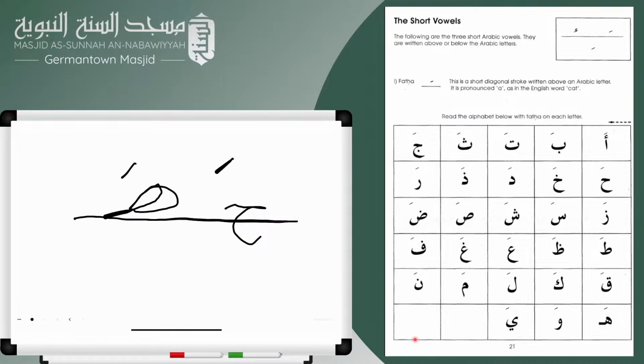The first one is ha fatha ha. I want to hear the clearing. Ha fatha ha. And the second one is ha. So you say it as ha fatha ha. So this is the distinction between the ha and the ha.